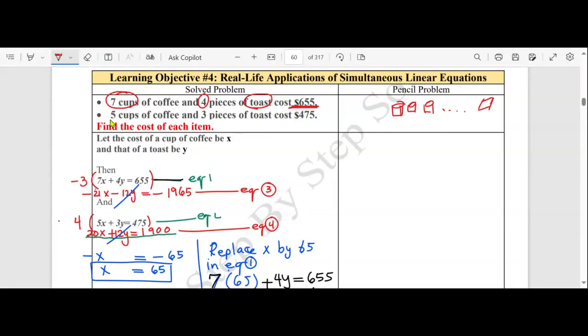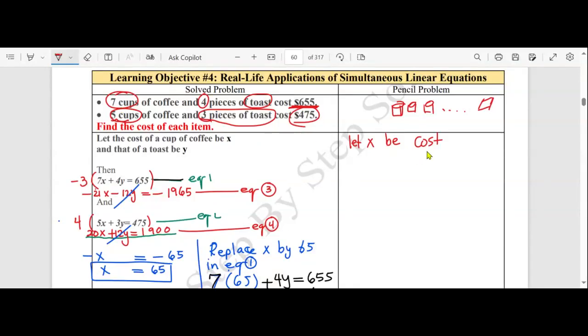Second time you went there, you ordered how many cups? 5 cups of coffee. And how many pieces of toast? 3. How much did it cost? 475. So we make equations. What is the first equation? Let x be the cost of cups, right? Because we already know that we have 7.